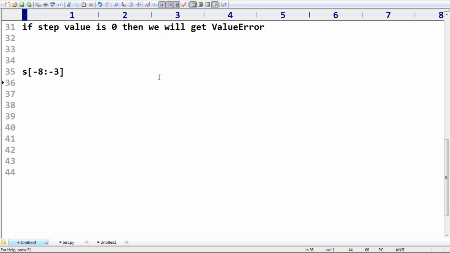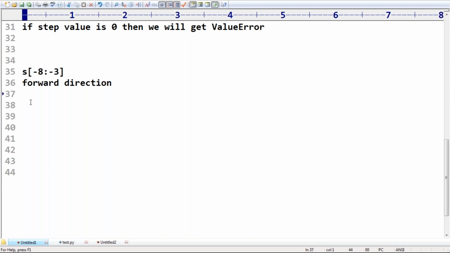Forward direction, because you didn't specify the step. If you didn't specify the step value, the default value for step is always 1, and 1 means forward direction. Remember that. So either in forward or backward direction, indexes can be negative, no problem at all, but how to decide forward or backward is based on your step value.